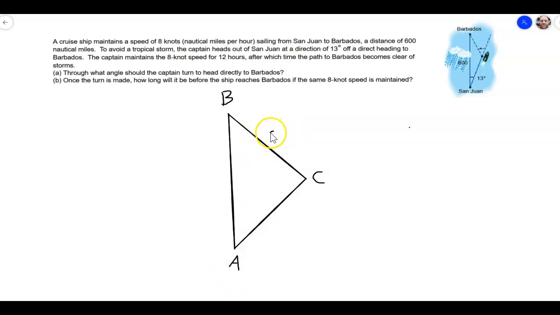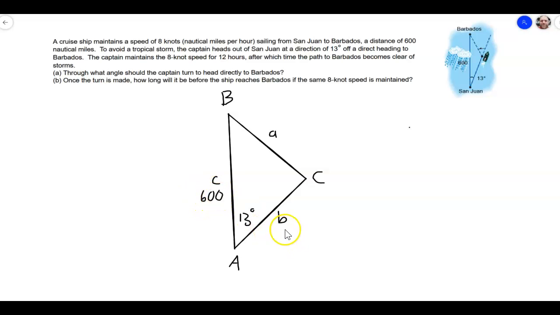So the opposite side of big A will be little a. The opposite side of big C will be little c. The opposite side of big B will be little b. I know that this here is 13 degrees. I know this side over here is 600.